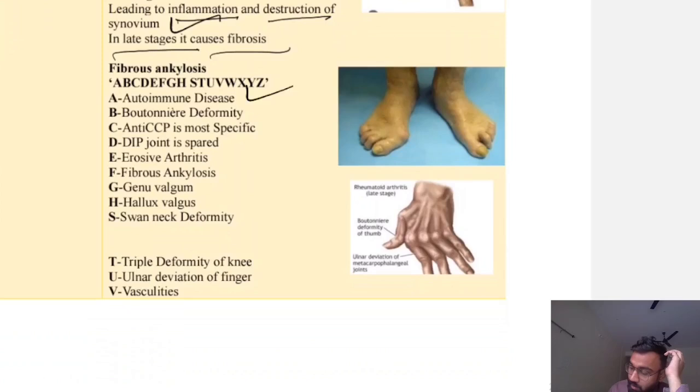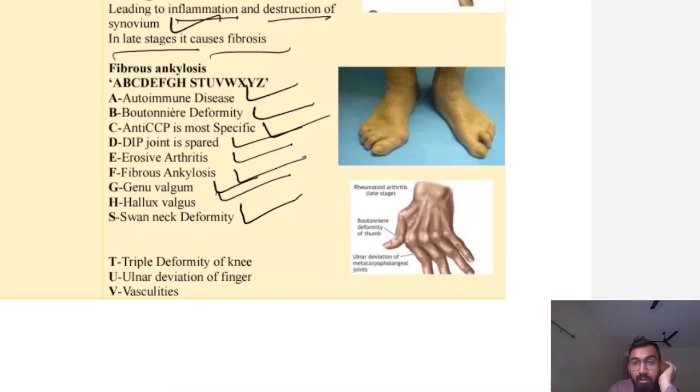A is for autoimmune disease. B is for Boutonniere deformity. C is for anti-CCP, most specific antibody. D is for DIP joint spared. E is for erosive arthritis. F is for fibrous ankylosis. G is for genu valgum. H is for hallux valgus. S is for Swan neck deformity.